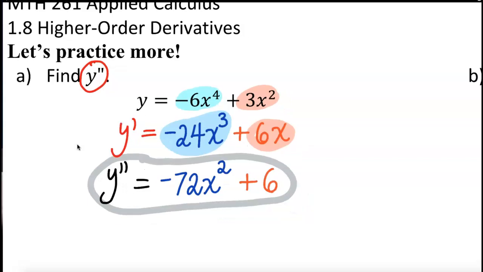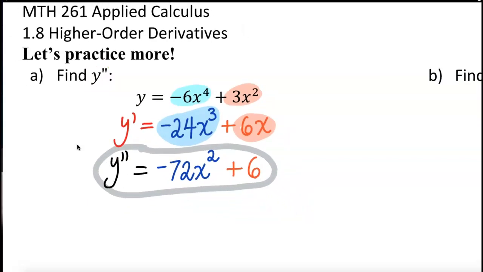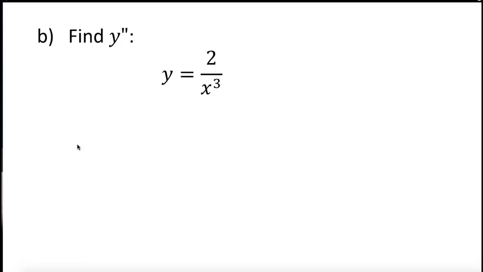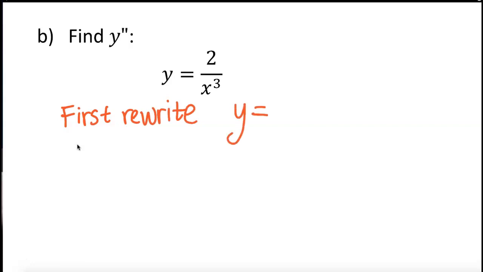Let's keep on going. Let's look at the second example. All right. Oh, another second derivative problem. We're finding y double prime. Before I start using all these rules, I'm going to go ahead and first rewrite this. First, rewrite y equals, I'll write it as 2 times x to the, look, there is 3 in the bottom of the fraction, right? So let's go ahead and bring that up and write it as x to the negative third power.